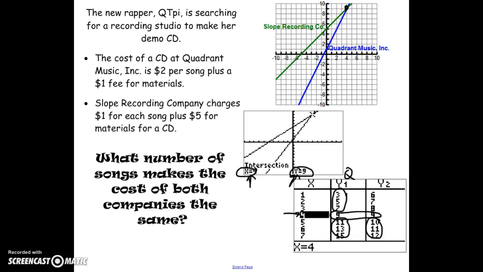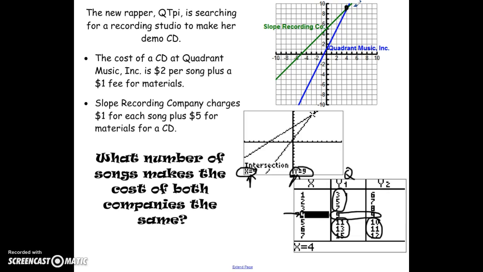We can also see that if we're looking at the graph. So Quadrant is the lower line if we're purchasing less than 4 songs. And then once they intersect, then Slope Recording Company becomes the lower line, which would mean it would be less money after 4 songs. So number 6 is which company should she use?